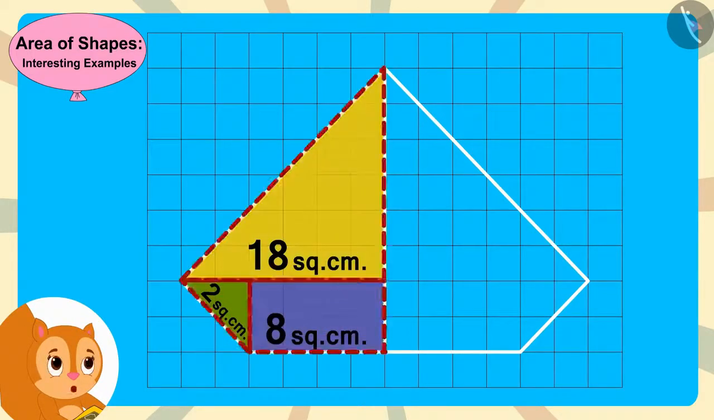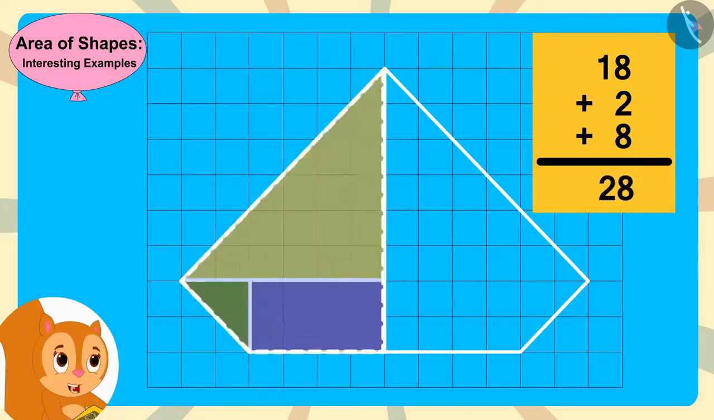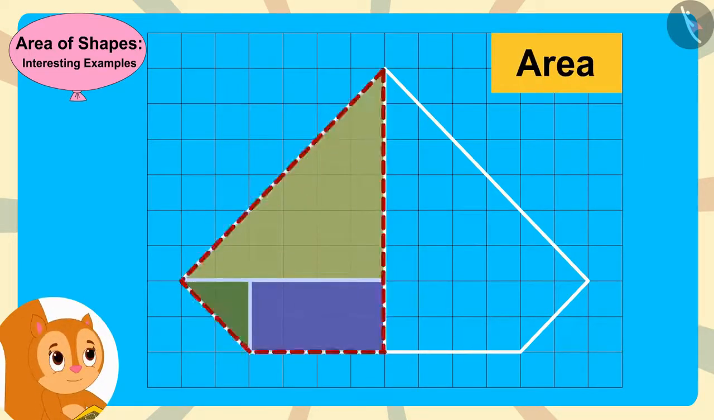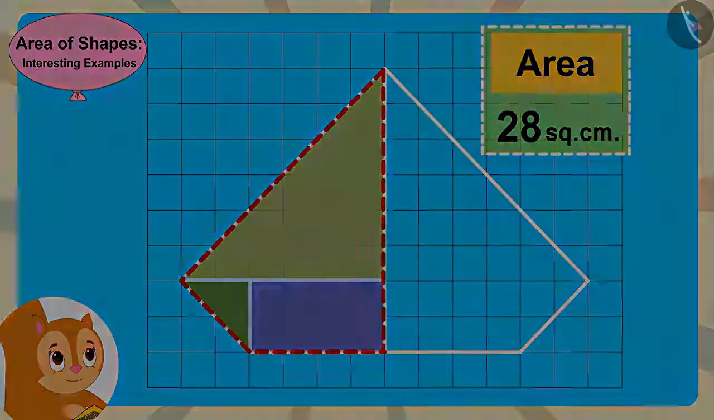By adding the area of all these shapes, I will get the area of this part of the diamond. The area of this part of the diamond is 28 square centimeters. Chanda quickly found the area of this part of the diamond.